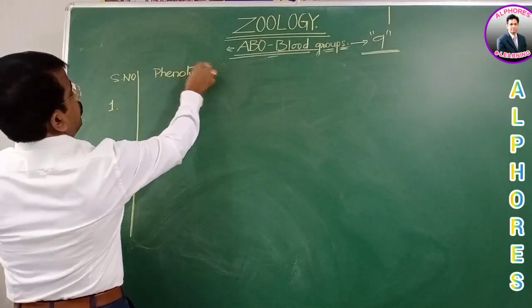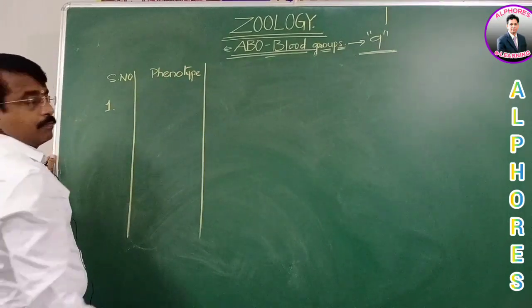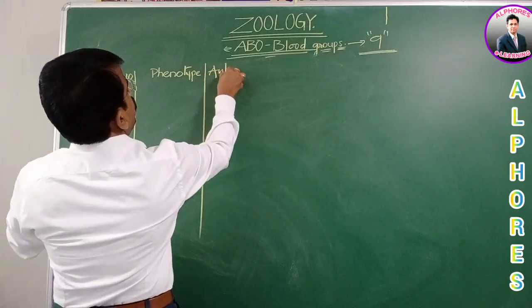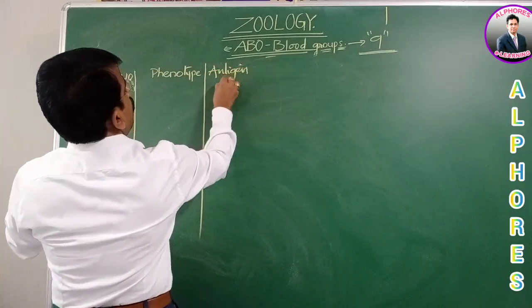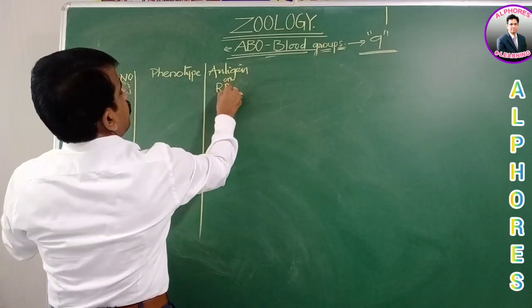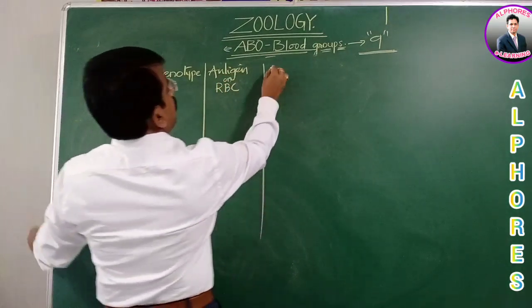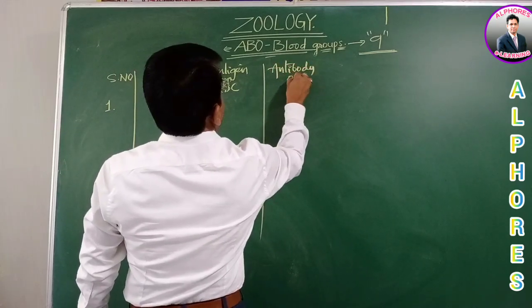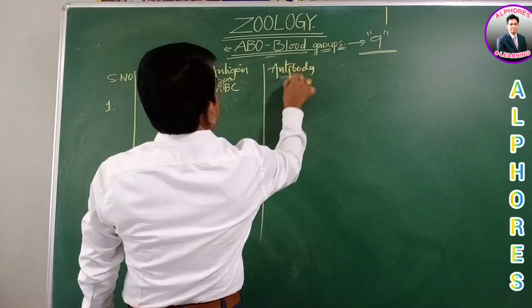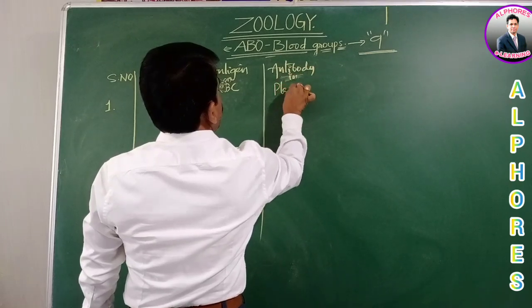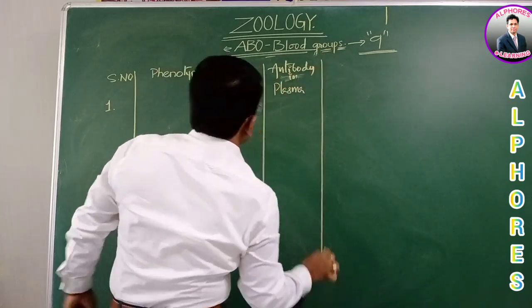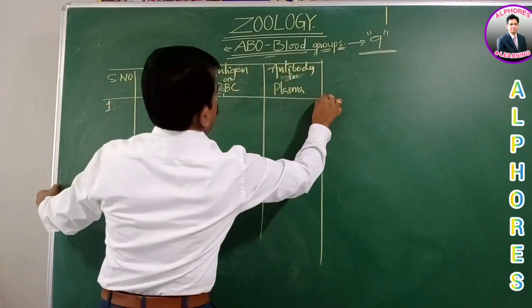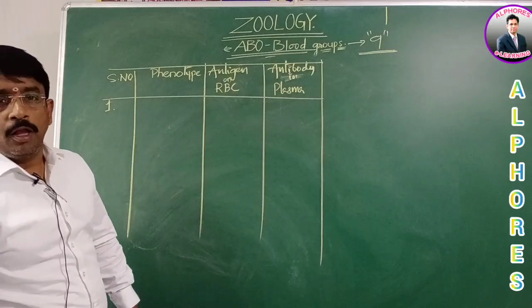Phenotype. Next, the antigen on RBC. Next, antibody in blood plasma is what we see. So first of all, we'll go for this detail.